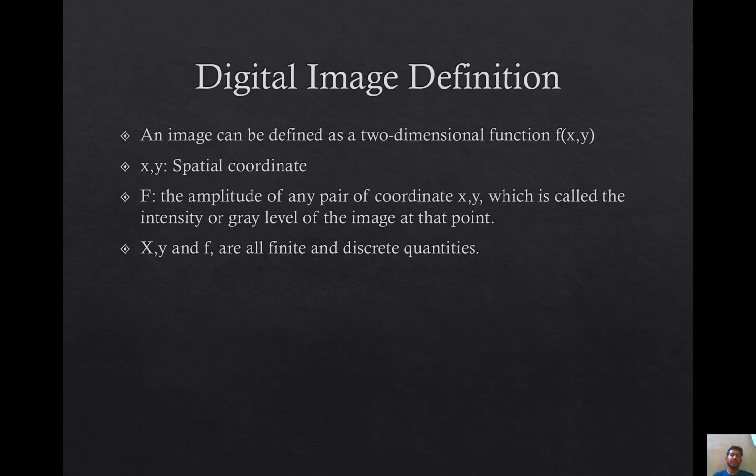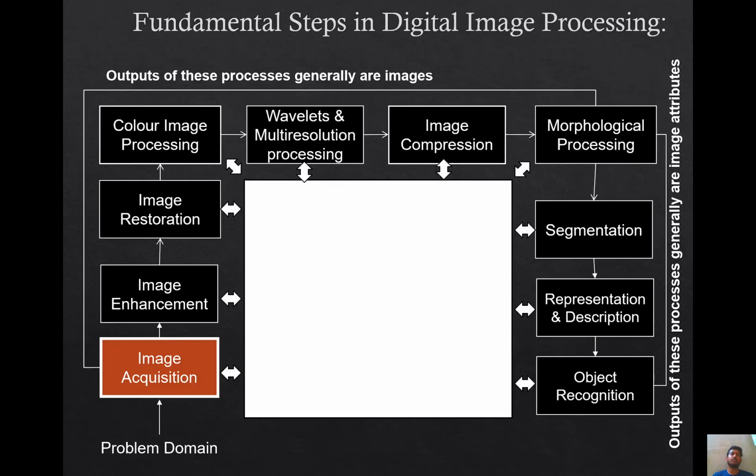Digital image definition. An image can be defined as a two-dimensional function f of x, y, where x, y are spatial coordinates. f is the amplitude at any pair of coordinates x, y, which is called the intensity or gray level of the image at that point. x, y, and f are all finite and discrete quantities.